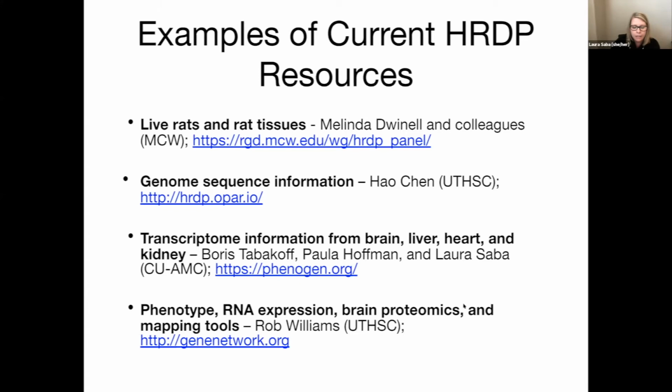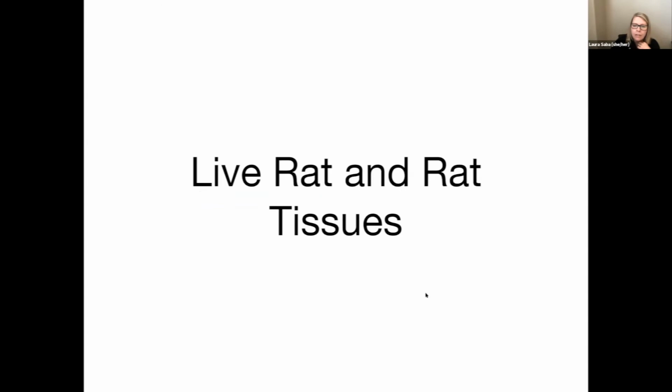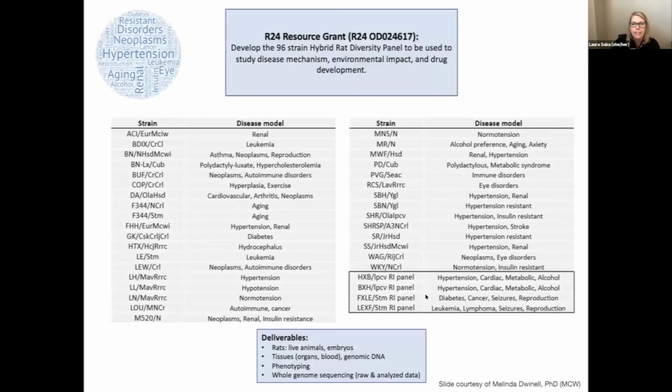And then the last one that we'll talk about is the Gene Network website that has phenotype data, some of the RNA expression data from the point above, protein and brain proteomics, and then tools for mapping in this population.